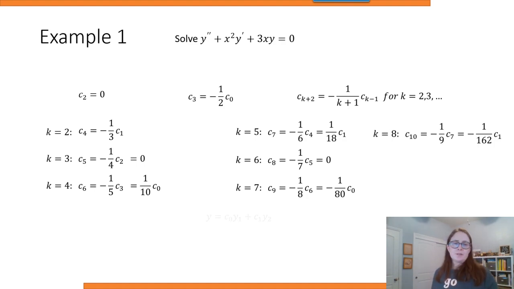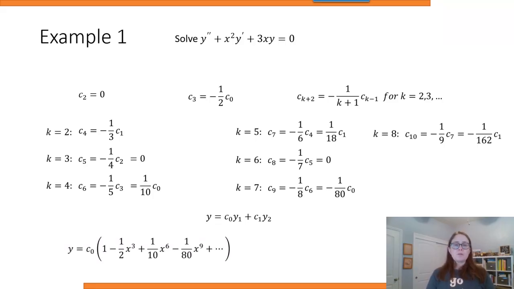So to piece this all together, my general solution is going to be C naught times my first solution plus C1 times my second solution, since those were my two arbitrary constants. So really what I'm doing is I'm taking all my coefficients, I'm going to multiply them by their power of x, and I'm going to factor out the C naught and the C1 from each one of these. So for the first one, well, C naught itself was my first one, which I don't even have on the screen, but it does exist as my first arbitrary constant. So I've got a 1 to placehold that one.